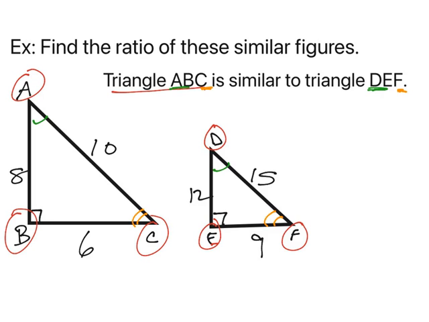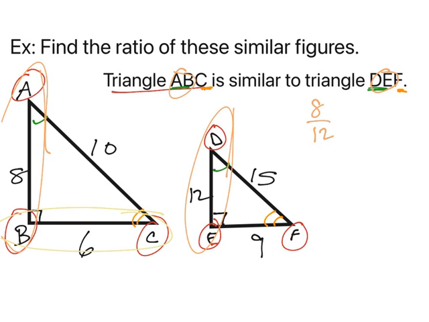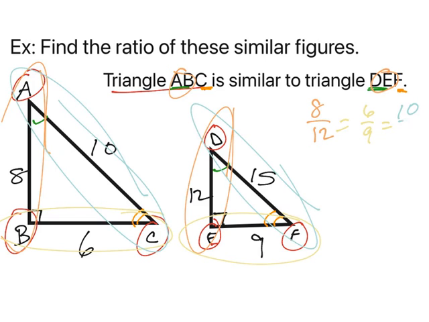We know that side AB is going to be a ratio to DE. So AB to DE, we'll go 8 to 12. And then we know that BC and EF, so that's 6 to 9, and AC, DF, so 10 to 15. Also make sure, notice that all of the ABC triangles are in the numerator, all of the DEF triangles are in the denominator. That is important to note.